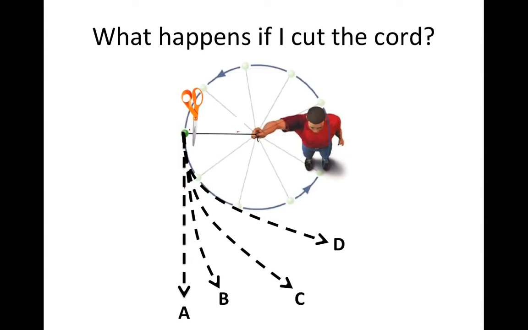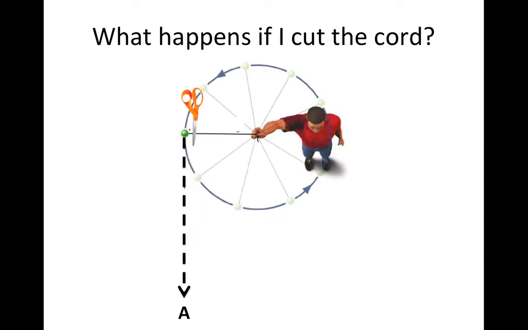Do you think it's going to go straight? Do you think it's going to curve a little bit or curve a lot? Well, the correct answer is A. If you cut the cord, it will go straight at A. And why? Because it will continue in the velocity that it has, which is a tangential velocity. So it continues on straight and tangent to the circle if I cut the cord.